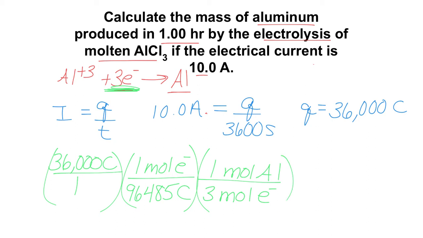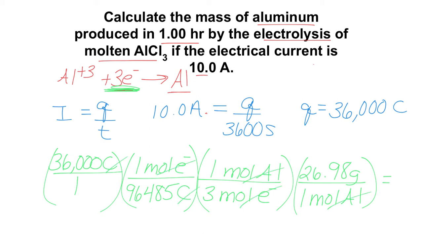aluminum. Again, if you had done this from the full equation, it would be 6 moles of electrons per every 2 moles of aluminum, which is still the same ratio. All right, and then lastly, we've got to get rid of moles of aluminum. So then we just multiply by the gram formula mass of aluminum, which is 26.98. And then we can check to make sure our units all worked out, which they did. And then we pick up our calculator and calculate.